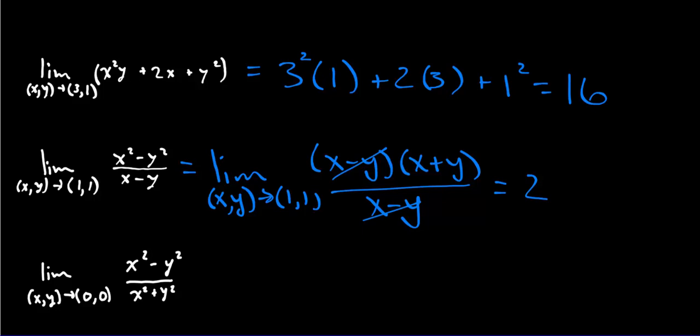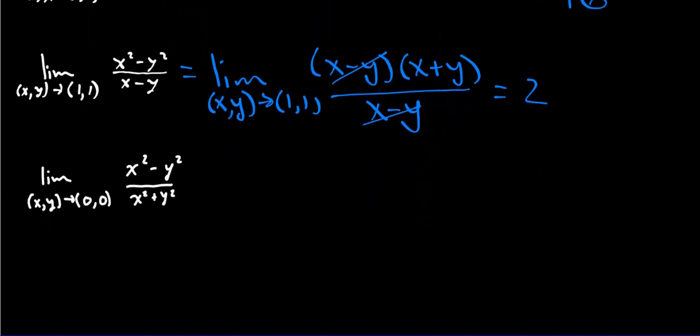Okay, now let's look at this one. Now we try to plug in and we get 0 over 0, and there's nothing we can do with this as far as simplifying it, factoring, canceling, nothing. So we suspect that perhaps this limit doesn't exist.